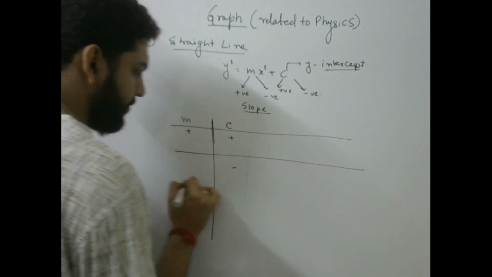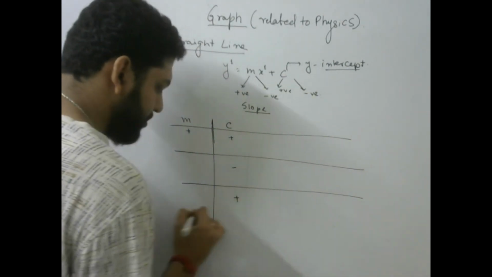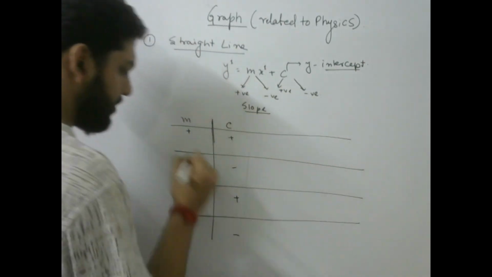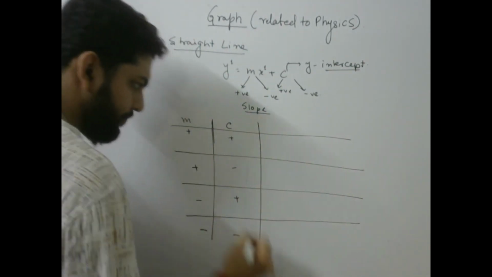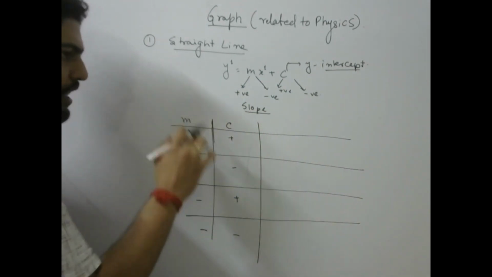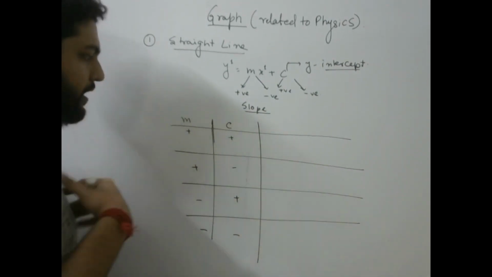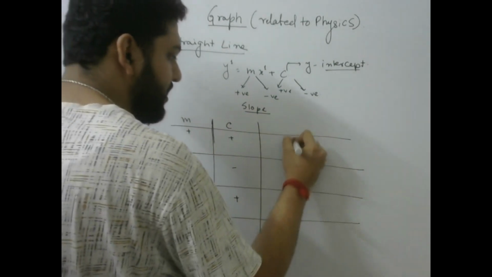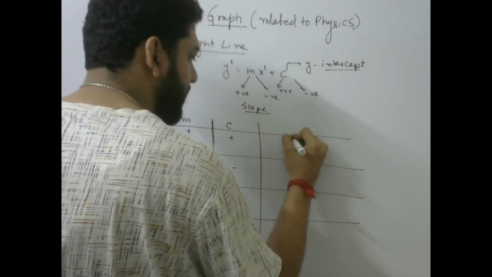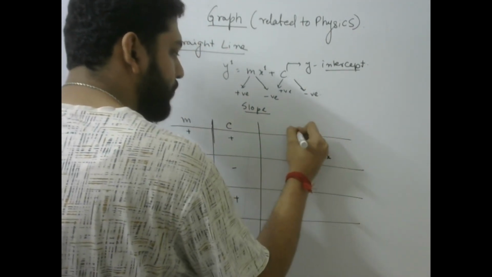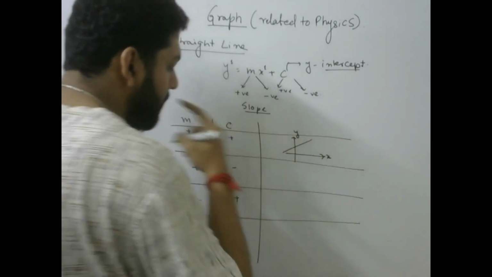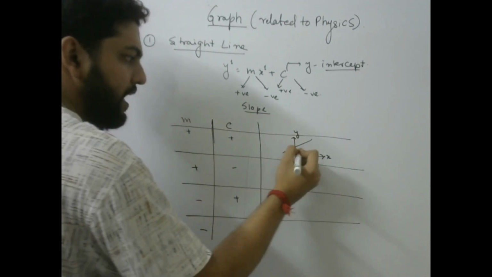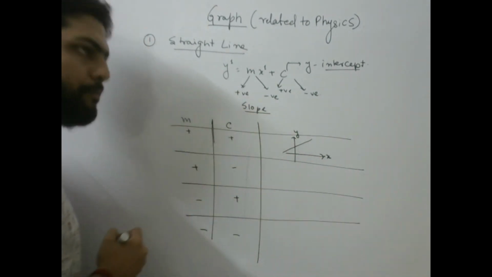Then negative, positive, negative, positive, negative. Okay. So when both are positive, y-intercept positive and C is also positive, the graph, this is your x-axis, this is your y-axis, the graph will start somewhere here like this. This is a positive slope as well as the y-intercept is positive.